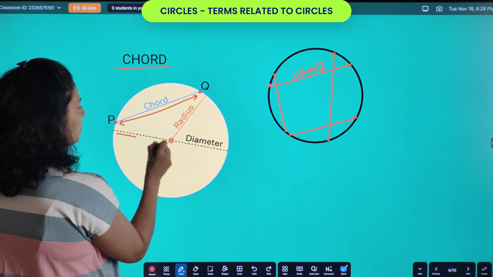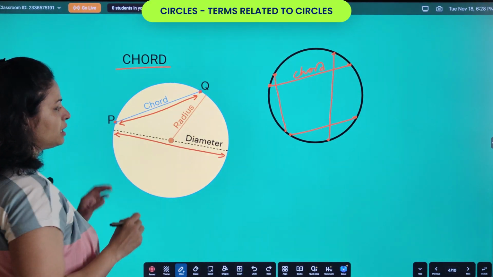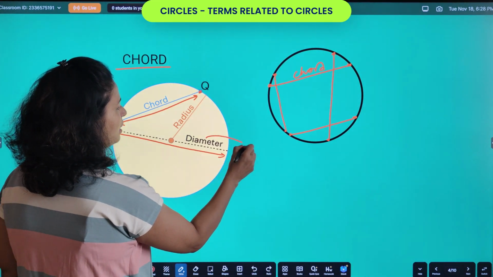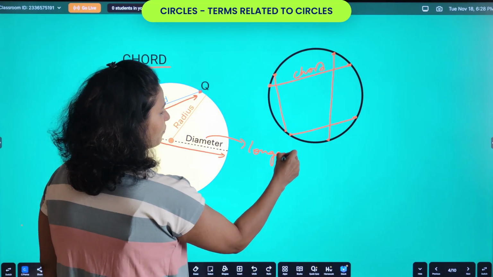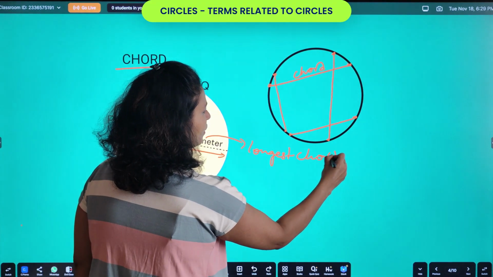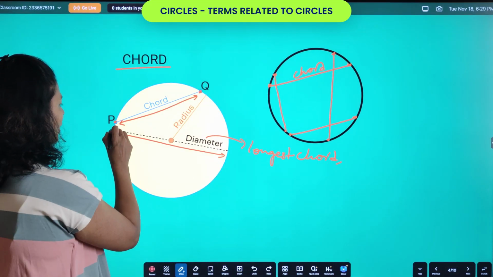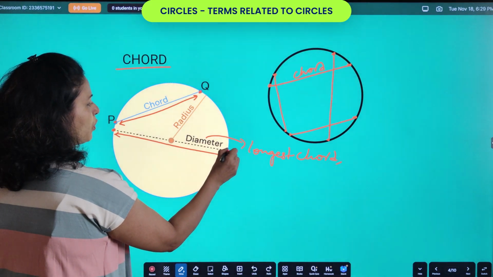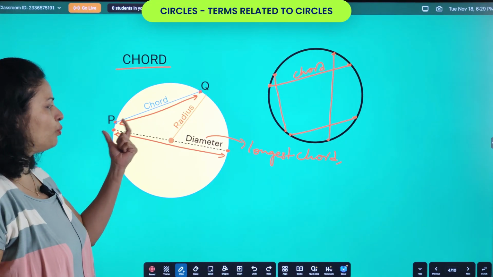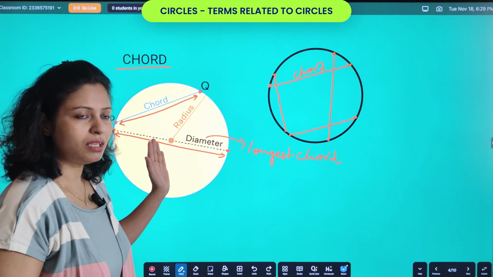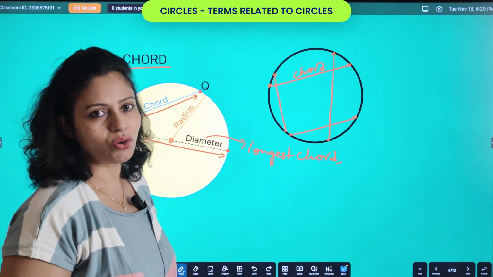So I can make so many chords in a circle. Now, what is this diameter? You see, the diameter passes through the center of the circle. Since it is also a line segment joining 2 points on the circle, and it passes through the center, it is considered the longest chord.